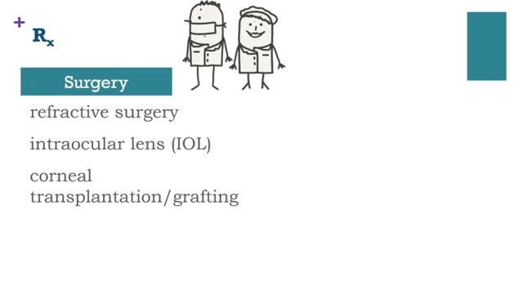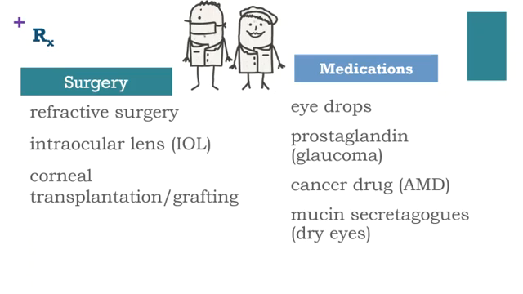Next are examples of medication that may be used in ophthalmology. Most drugs come in the form of eye drops. The prostaglandin drug class is currently the gold standard for glaucoma treatments. You can also find cancer drugs such as Avastin to treat age-related macular degeneration. Mucin secretagogues work to directly stimulate the production of lubricants in the eye.